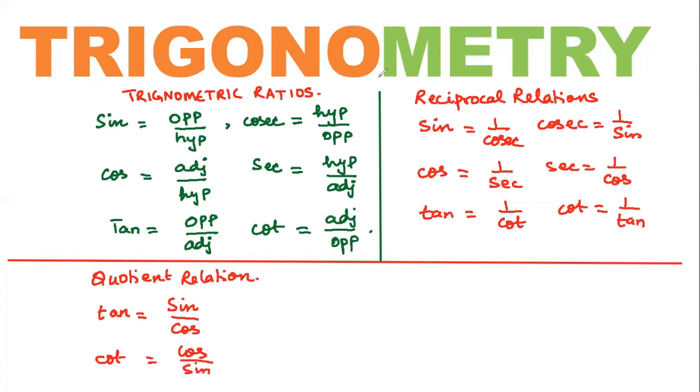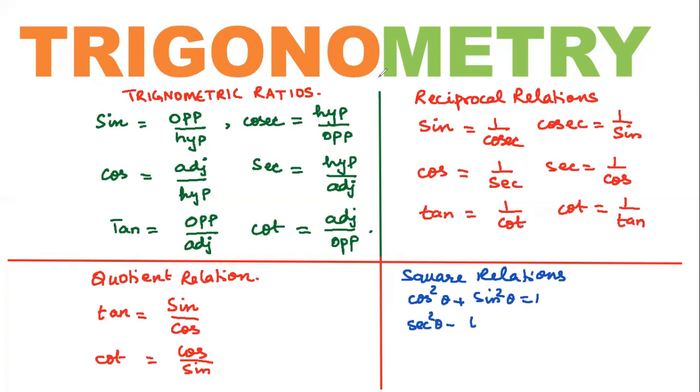Now the last relations which we have seen are the square relations. Square relations are cos square theta plus sine square theta is equal to 1. Similarly, sec square theta minus tan square theta is equal to 1. Cosec square theta minus cot square theta is equal to 1. This is the detailed introduction about trigonometrical ratios.